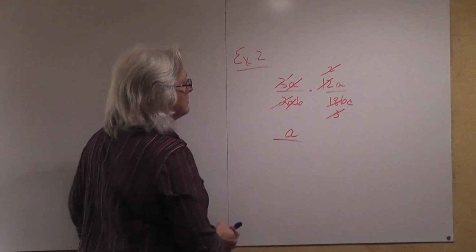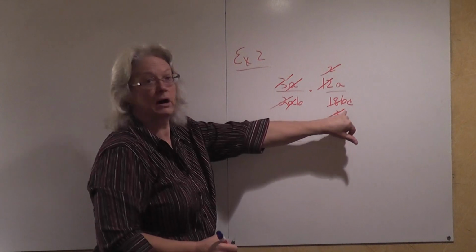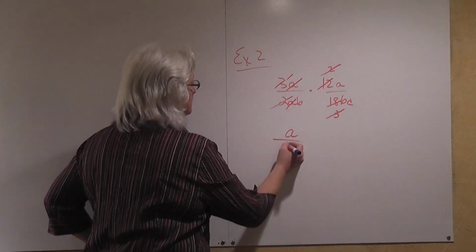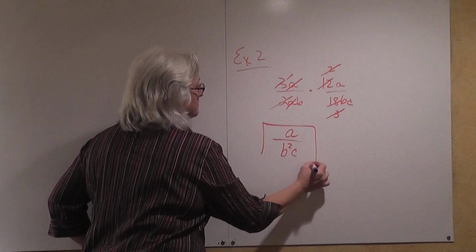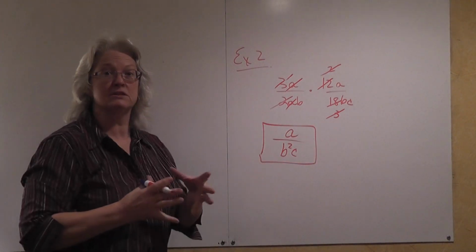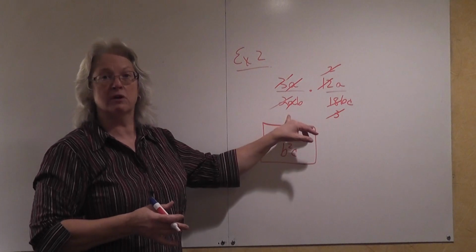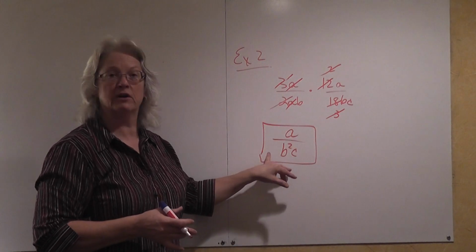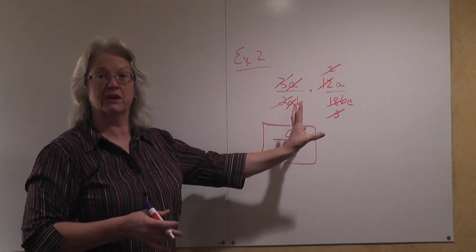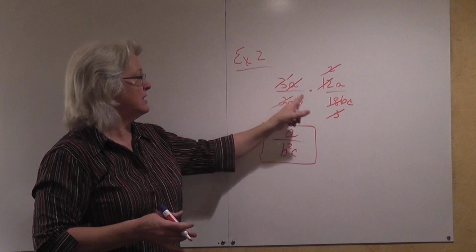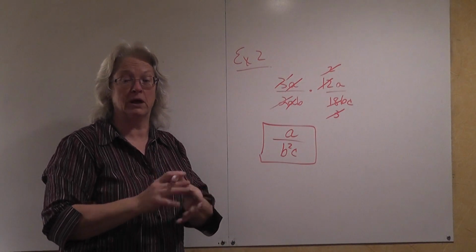I'm going to divide by the product of the denominators. What do I have left? I have b times c. B squared times c. So this is the answer to the multiplication of these two rational expressions. It's a divided by b squared c. And we made our simplification easier by canceling factors before we multiplied.